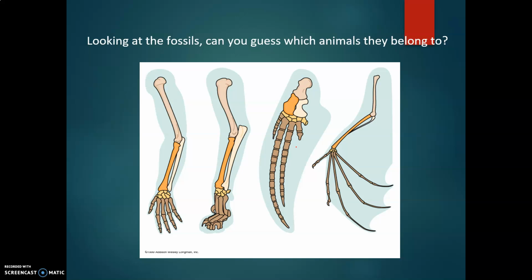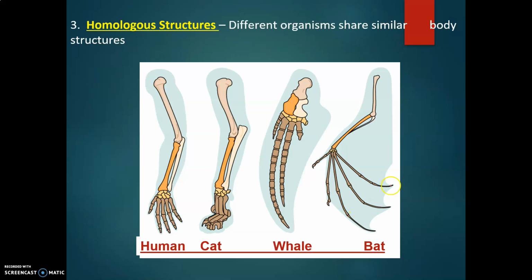What organism? I don't know. What about this one? What do you think that one is? What do I live in? You should know that one. But if we look, I'm going to reveal it. Ready, set, boom. So this is a bat, whale, cat, and human.